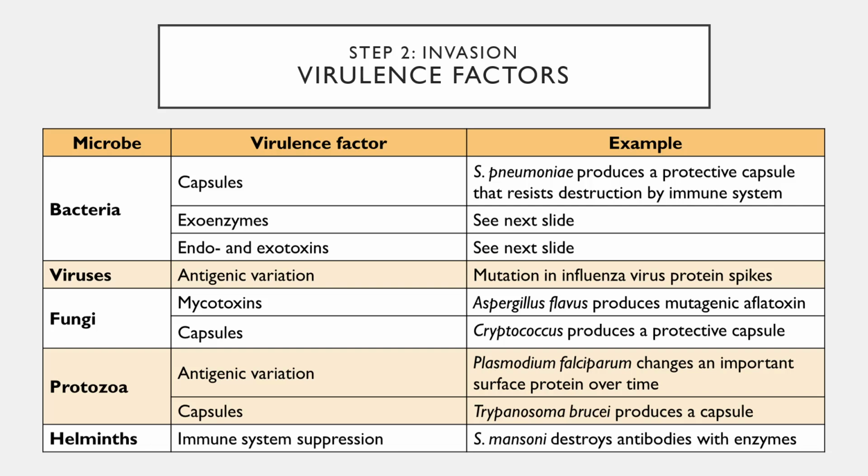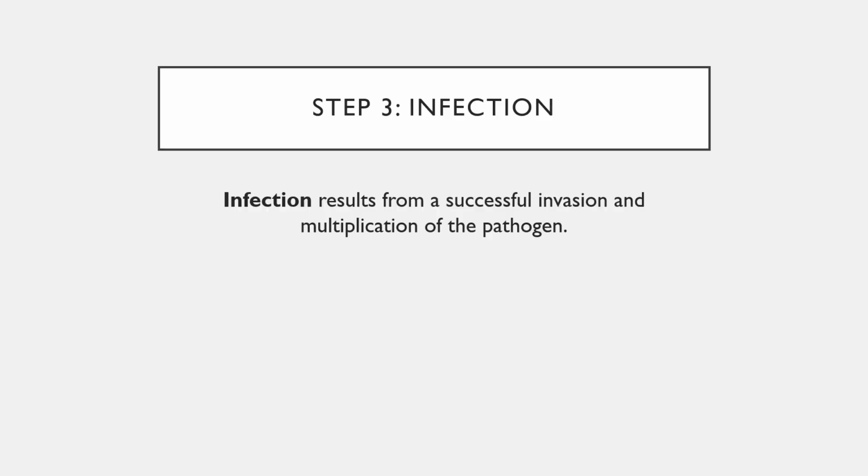So after a successful invasion takes place, the disease is at the stage where it's recognized as an infection. Infection results from successful invasion and replication, or in other words, multiplication of the pathogen. Infections can vary in the extent to which they can affect an organism.